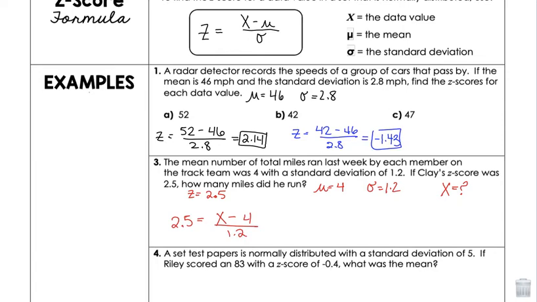Remember that to solve for x, whenever we have a denominator, you're always just going to multiply by that denominator on both sides to get rid of it. It makes it a lot easier to solve. So we have 3 equals x minus 4. Add 4 to both sides, and we get x equals 7. So Clay ran 7 miles with a z-score of 2.5.